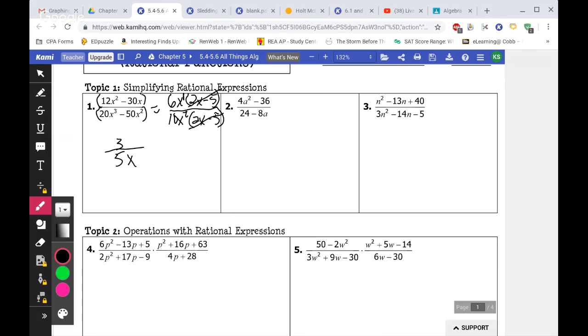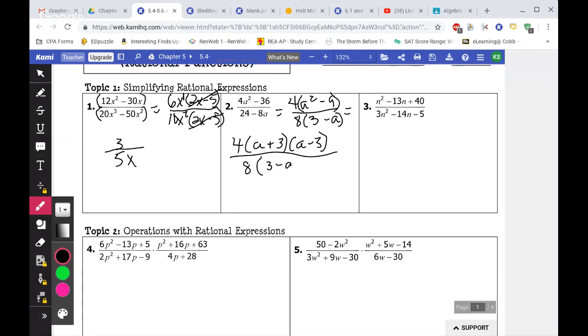So now for number 2, looks like we can factor out a 4 out of the top, and that's going to leave us with a squared minus 9. And we can factor out an 8 at the bottom here, and that's going to leave us with 3 minus a. And at the top, that a squared minus 9, we should notice right away that that's the difference of squares, which can be further factored as 4 times a plus 3 and then a minus 3, all over 8 times 3 minus a.